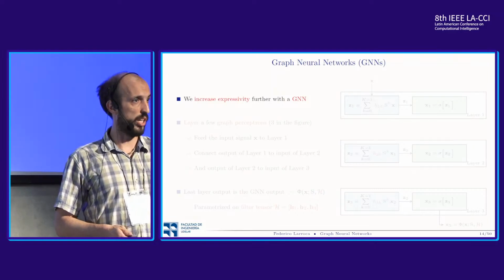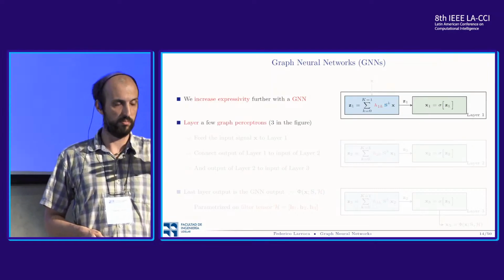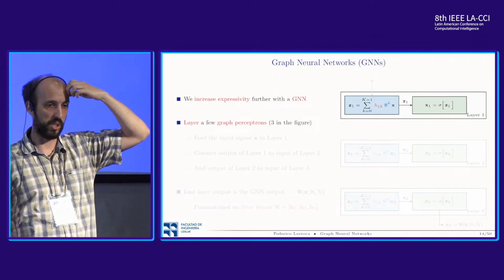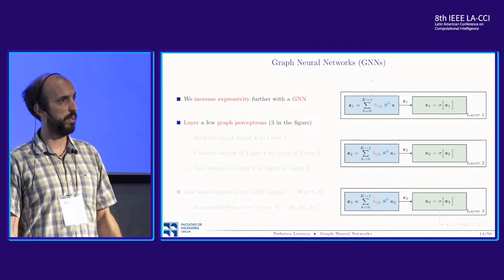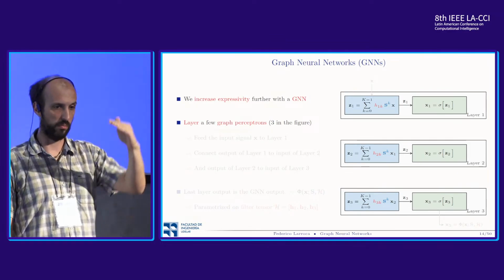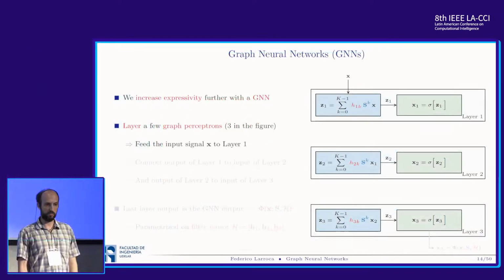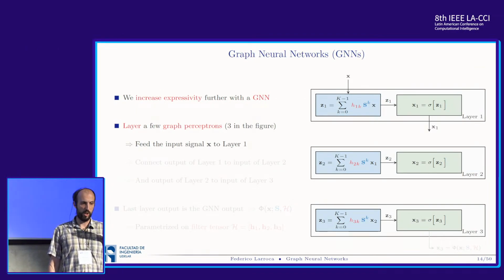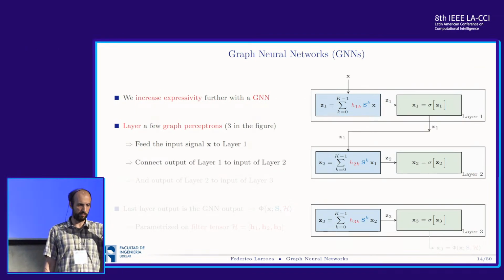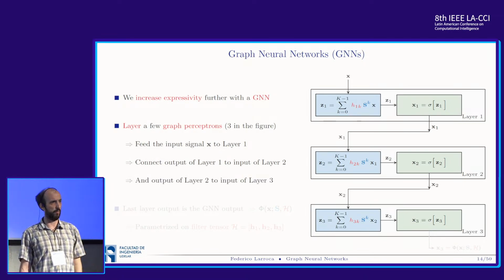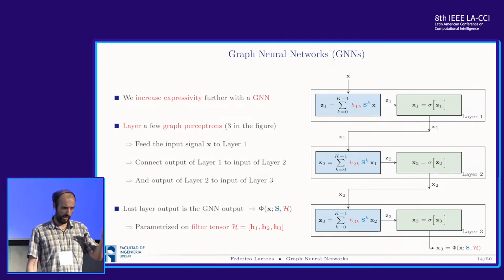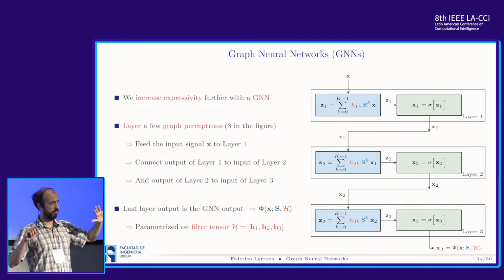And finally, a GNN is simply stacking several of these graph perceptrons. So here I'm stacking 3. So we have these 3 perceptrons stacked one after the other. We take our input X, we pass it through our first layer, we connect the output of the first layer to the second, and again the output of the second to the input of the third layer. And that's all. So that's a GNN.